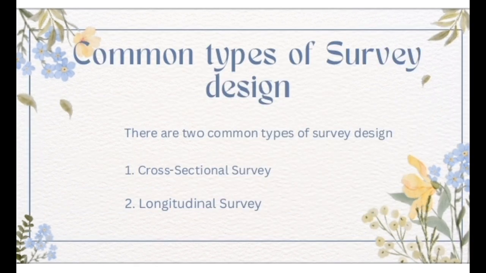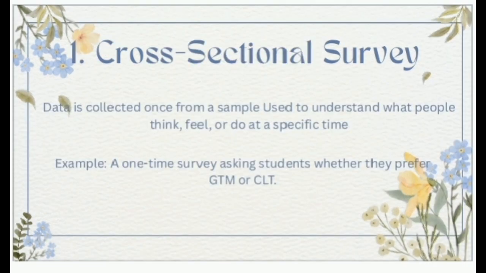Basically, there are two most common types of survey designs. One is cross-sectional and the second is longitudinal. Firstly, we have the cross-sectional survey. Cross-sectional survey is about a specific point in time. See the definition: data is collected once from a sample, used to understand what people think, feel or do at a specific time. An example is a one-time survey asking students whether they prefer CLT or not.